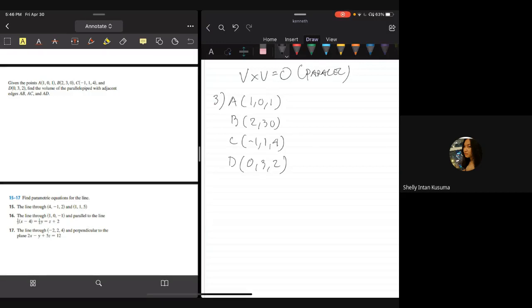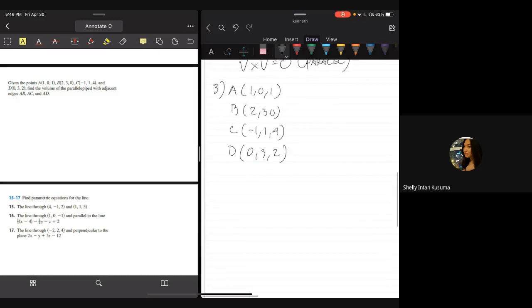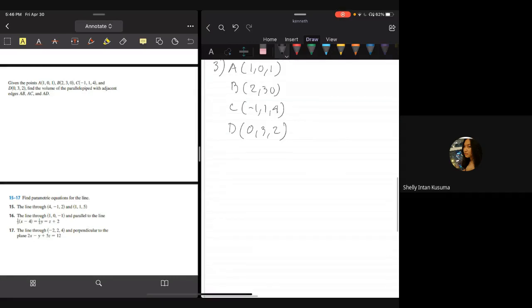Okay, does anyone have the answer for this one? Parallelepiped area, parallelepiped volume. No? Okay, let's just discuss it.